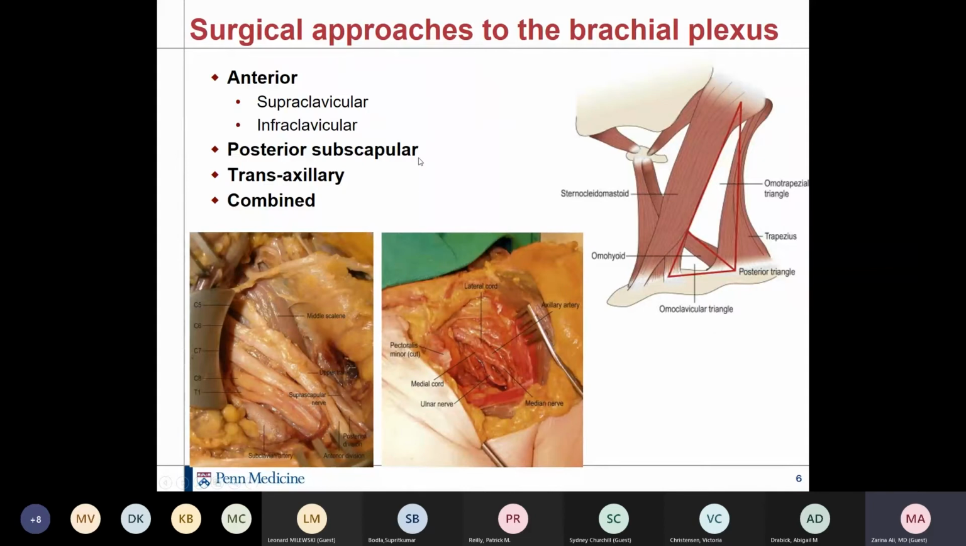There's also a posterior subscapular approach and the transaxillary, or even a combined approach. These we very rarely use, but in general, we're thinking about the posterior triangle of the neck in terms of our exploration. And you can see here, this is a cadaveric dissection, which clearly identifies the neural elements of the nerves and the trunks at the level of the supraclavicular plexus. And then this is an infraclavicular dissection in which we're looking at the level of the cords and the distal nerves.